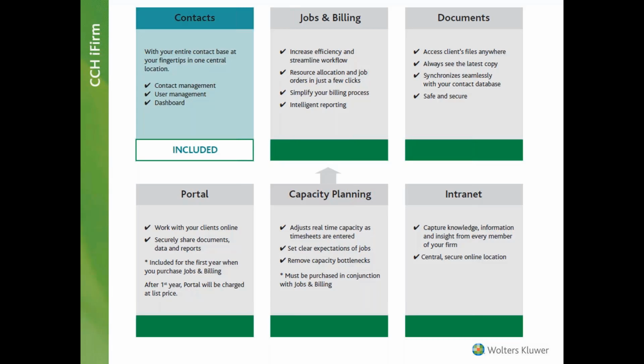We have an intranet module, which is like a private internet site where you can upload information, procedures, templates, as well as post company news. That's pretty good for larger firms or multiple location firms. And lastly, we have a capacity planning module, which works hand in hand with the jobs and billing module. It will adjust the capacity of your time with those timesheets being entered. And if you use recurring jobs, it's actually filling up your pipeline into 2019 and 2020, showing you maybe when you need to bring in more staff, or maybe where you have a lull in a project that could be completed by staff. You've got an ability to see that.